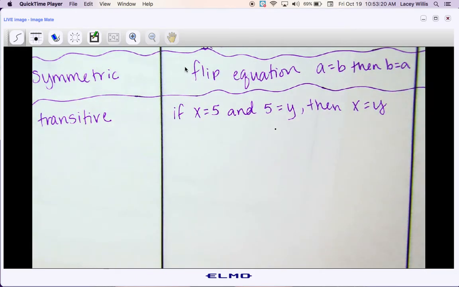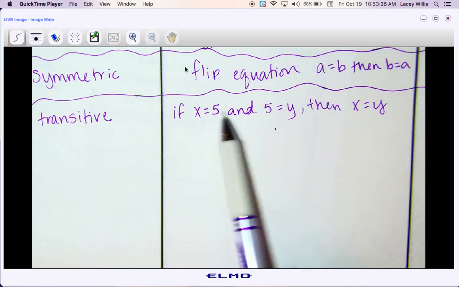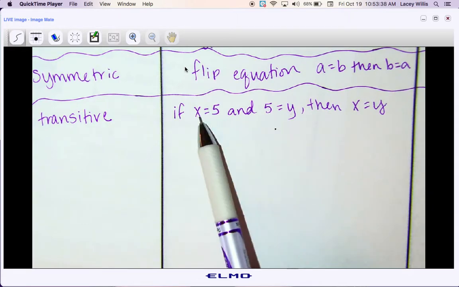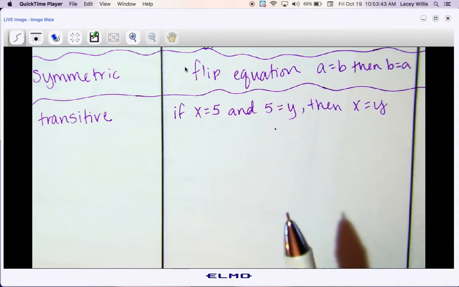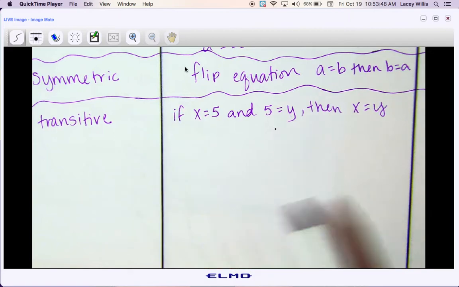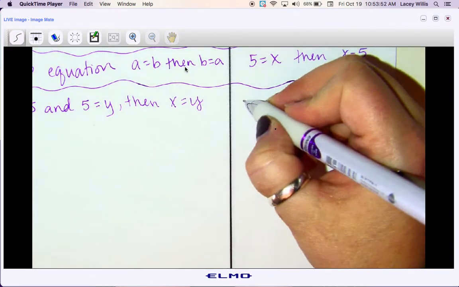Does that look like anything we've done before? Remember the law of syllogism, where we tied the two if-then statements together and said the first thing, then the last thing, we can tie them together? Same exact idea. If x equals 5 and 5 equals y, these two match. So x and y have to be the same too. So instead of calling it the law of syllogism with if-then statements, this is called the transitive property with numbers. I'll just give you another one.